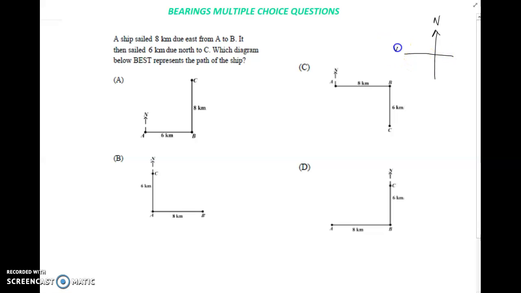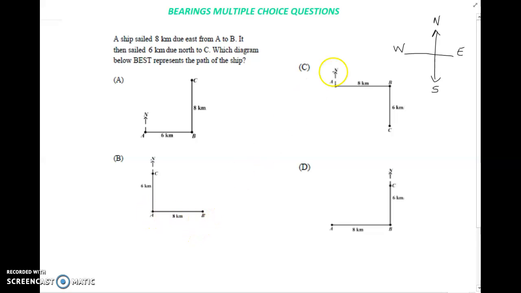Remember I told you to spell the word "we", W-E, west and east, and down here is south, right? So it says the ship sailed 8 kilometers due east from A to B. So east will be moving from the right hand side across to the left side. So let's look for that first. From A, 8 kilometers due east. So A is here, 8 kilometers due east to B.